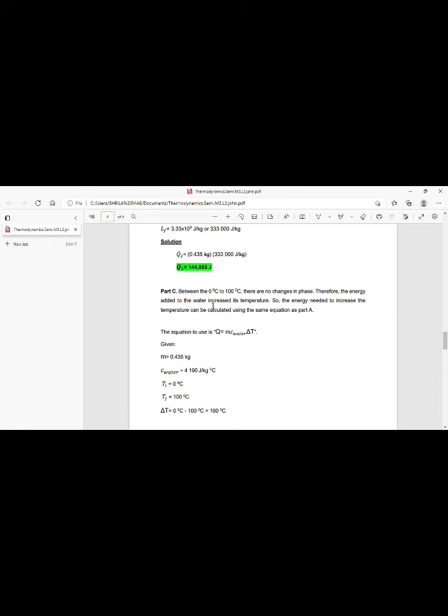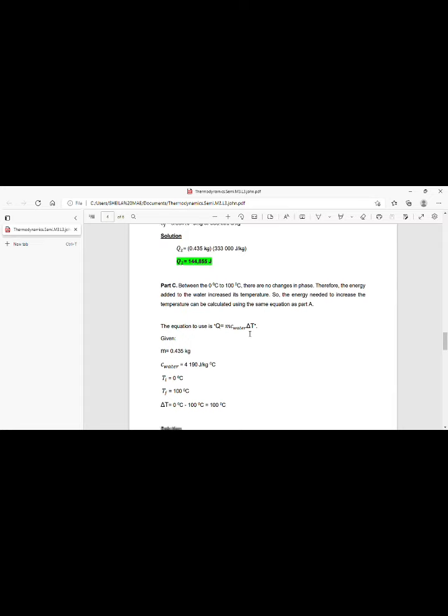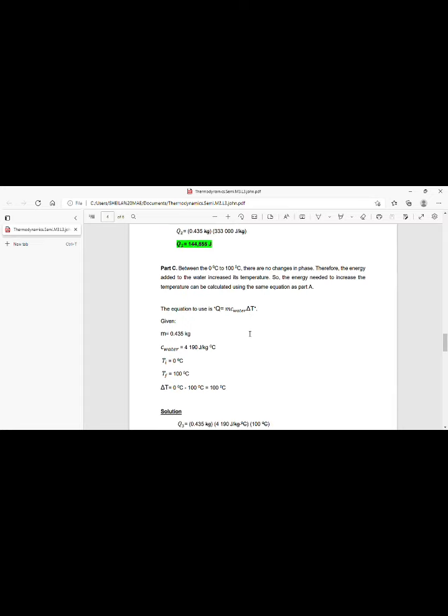Between 0 degrees Celsius and 100 degrees Celsius, there are no changes in phase. Therefore, the energy added to the water increases its temperature. So the energy needed to increase the temperature can be calculated using the same equation as part A. The equation we are going to use is Q is equal to m c water delta T, because we are going to find the temperature change of the water.